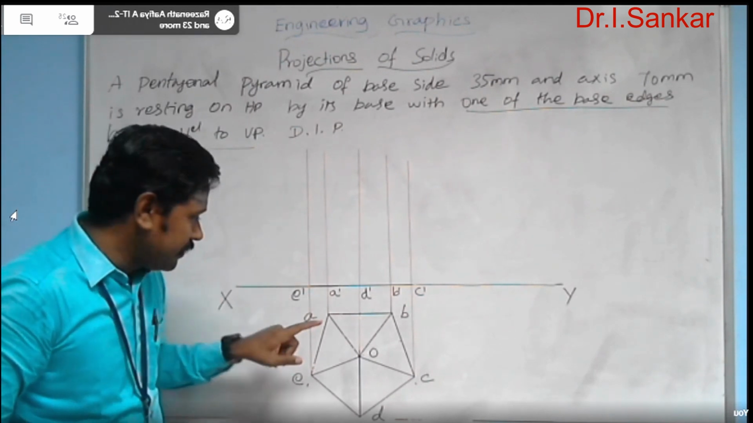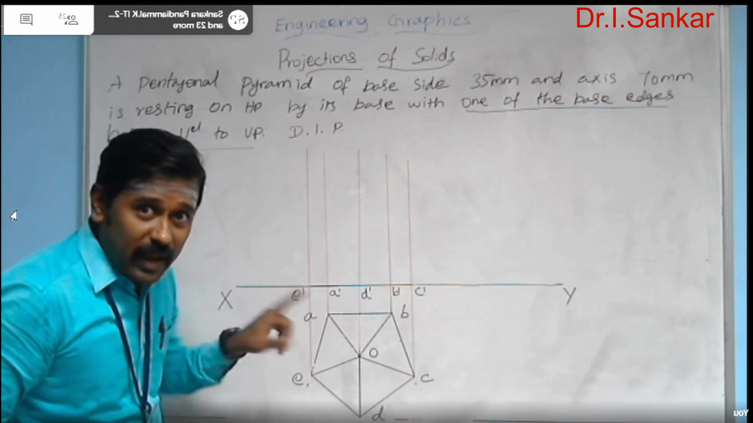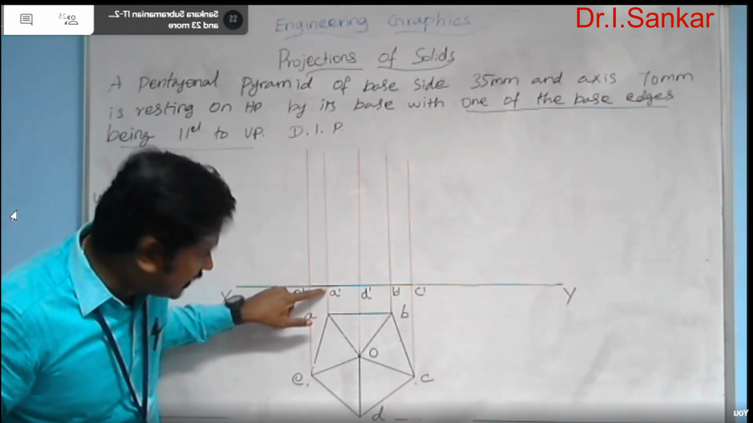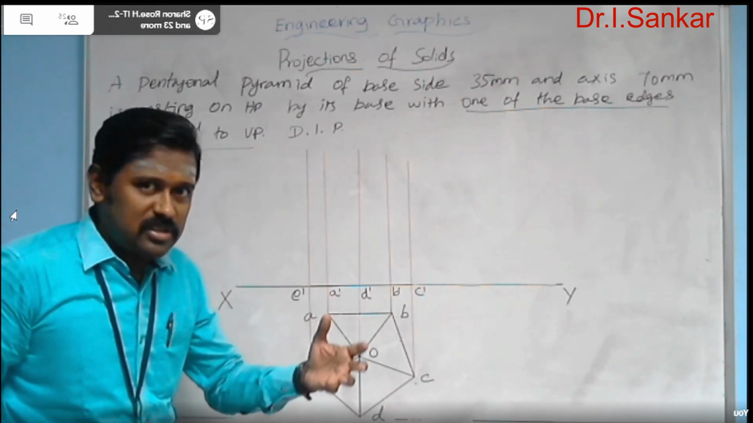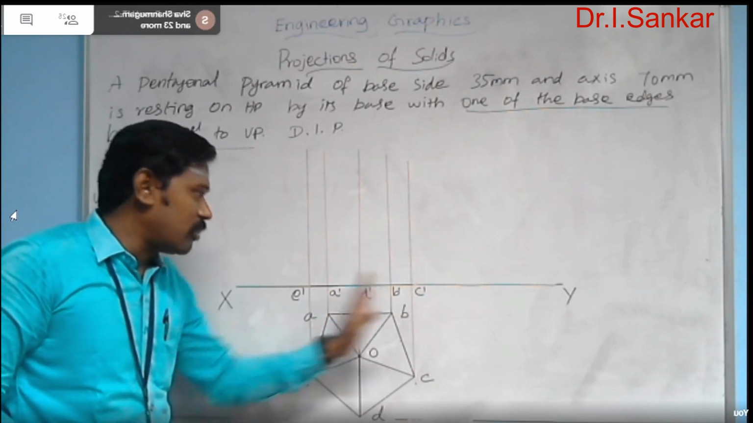Just look at one thing: the projector is crossing from the alphabet only, not from the actual corner. The actual corner A is here only. So you need to mark the A dash here. But in some rush, some students mistakenly made this mistake. So be clear when you are marking the points.